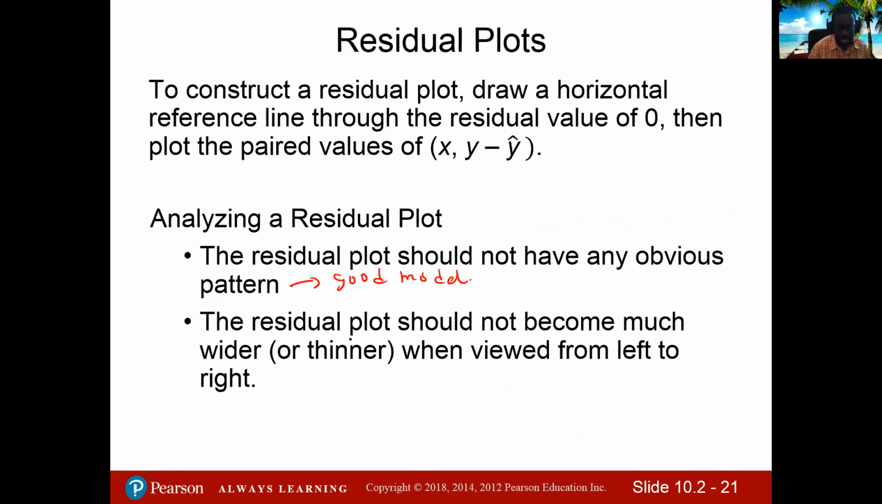Now, if it has any pattern at all, it should not become much wider or thinner when viewed from left to right. So that shows some pattern. Basically, if it shows some kind of pattern, then this is a bad model. Sorry, that's a bad one.